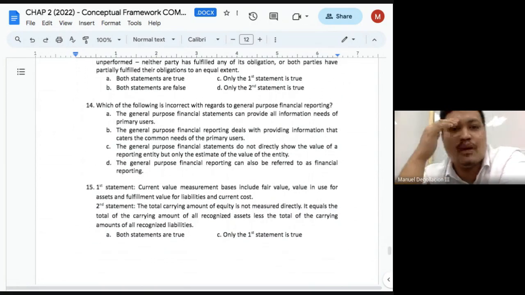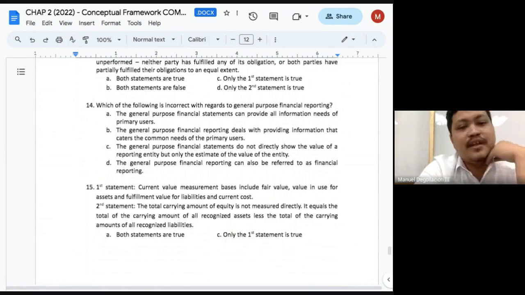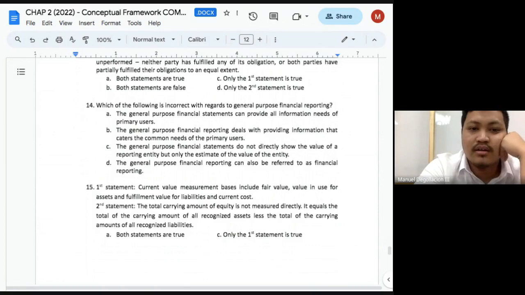Number 14, which of the following is incorrect with regard to general purpose financial reporting? We're looking for the false statement, class. And the answer here would be A. The general purpose financial statements can provide all information needs of primary users. Again, as I've discussed before, this is how the question will make it confusing to you. Because to those who will not prepare for the examination, letter A would be convincing because after all, the financial reports are geared towards the needs of the primary user. So one would think that they can provide all information.